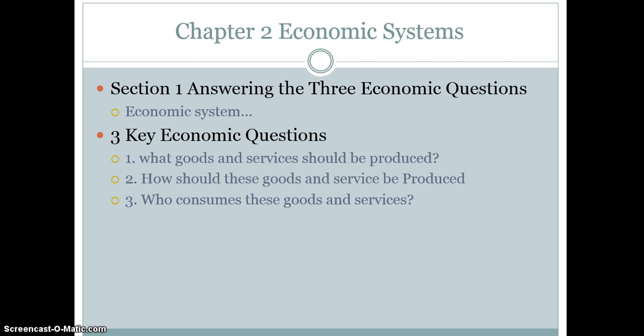So let's get started. Section 1, answering the 3 economic questions. Your first vocab term is economic system. 3 economic questions. The first one is what goods and services should be produced? How should these goods and services be produced? And the third is who consumes these goods and services? Depending on how a government or country answers these questions will tell you what type of economic system that country has, whether it be free market, command economy, and so on.